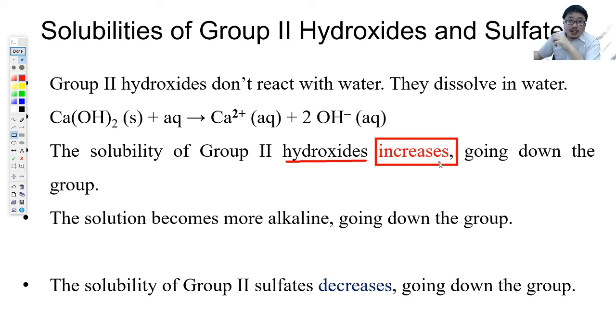So what that causes, when it becomes easily dissolved in water, your solution is going to become more and more alkaline. Okay.